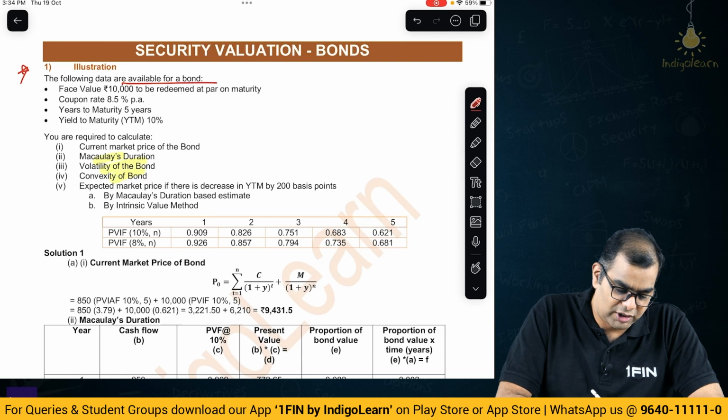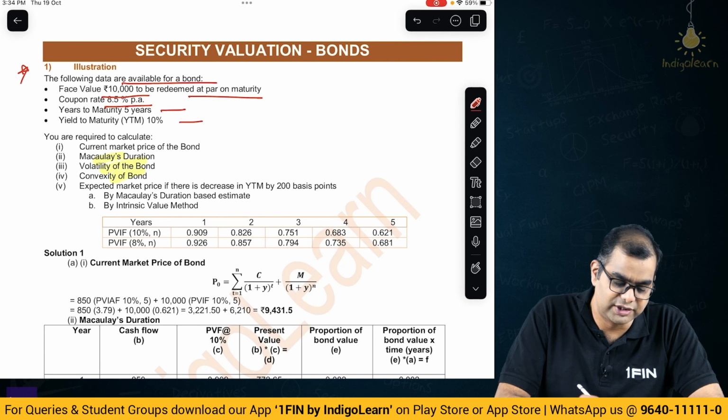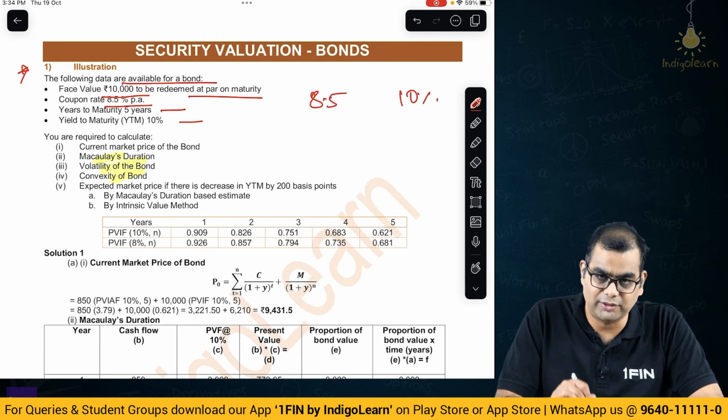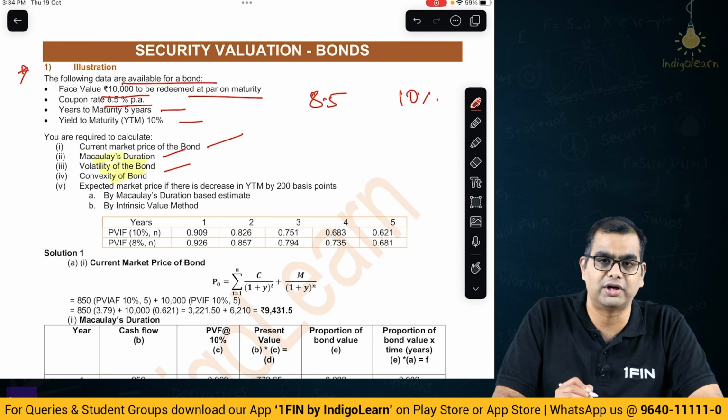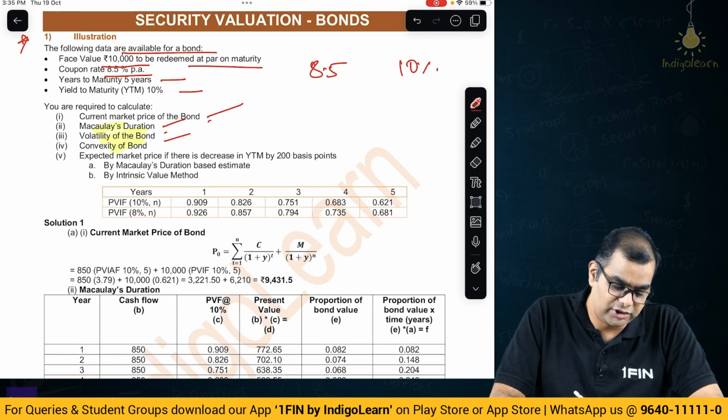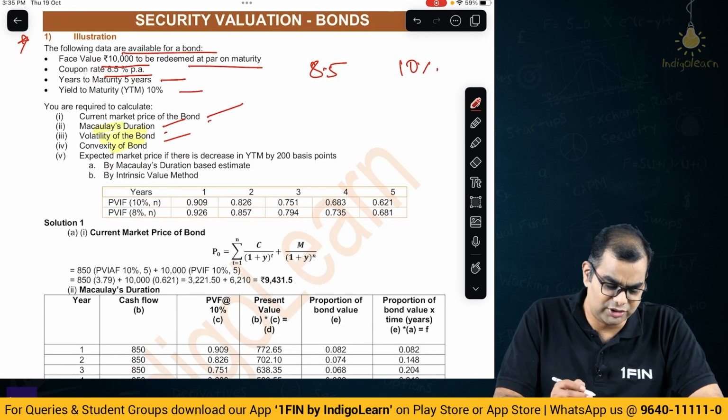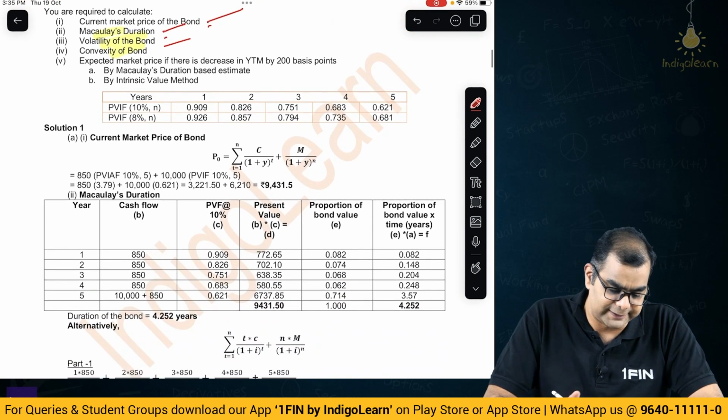The following data is available for a bond. Face value is 10,000 to be redeemed at par on maturity. Coupon rate is 8.5. Maturity is 5 years. Yield to maturity is 10%. We don't know when the issue date is. We know that from today onwards 5 years maturity is there. Find out the current market price of the bond, the Macaulay duration of the bond and the volatility of the bond. So you have to find out the current price of the bond, Macaulay duration, volatility, convexity. So we will compute the first two or three and then we will get back to the others later.